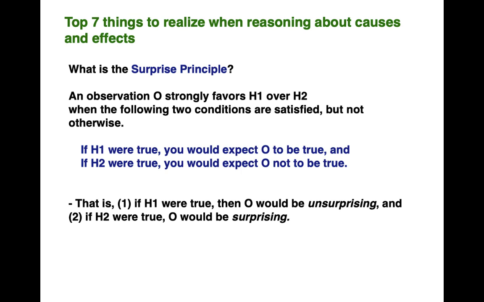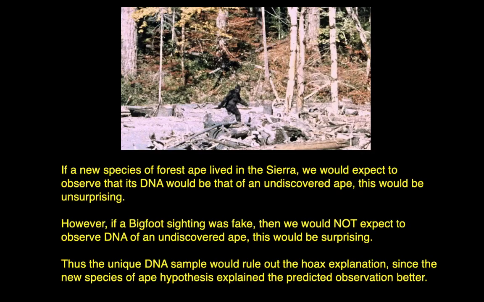Okay, recall the case of Bigfoot sightings in the Sierra. If a new species of forest ape lived in the Sierra, we would expect to observe that its DNA would be that of an undiscovered ape. This would be unsurprising. However, if a Bigfoot sighting was fake, then we would not expect to observe DNA of an undiscovered ape. This would be surprising. Thus, the unique DNA sample, the prediction that we would see unique DNA if we recovered it from the body, would rule out the hoax explanation, since the new species of ape hypothesis explained the predicted observation better.